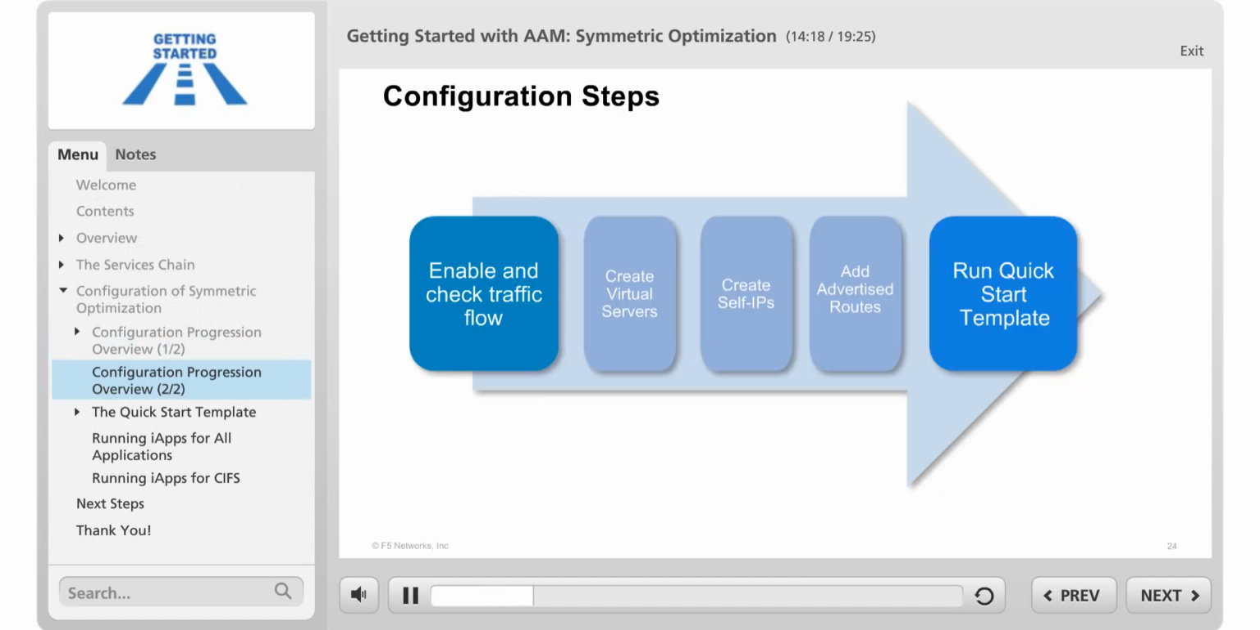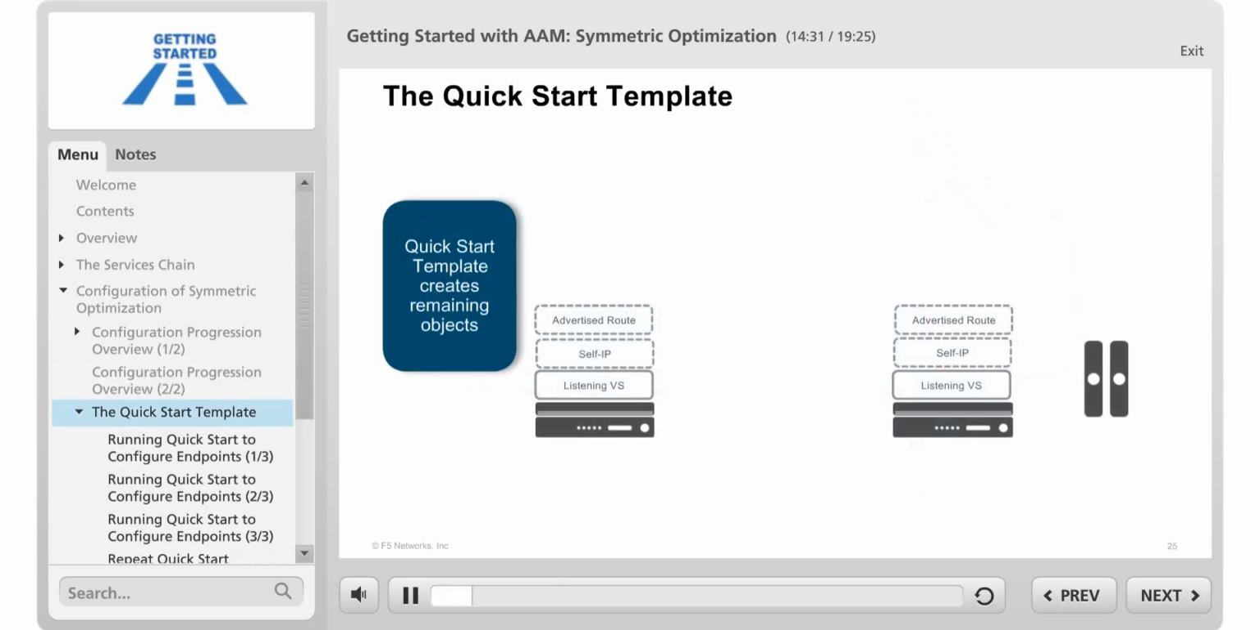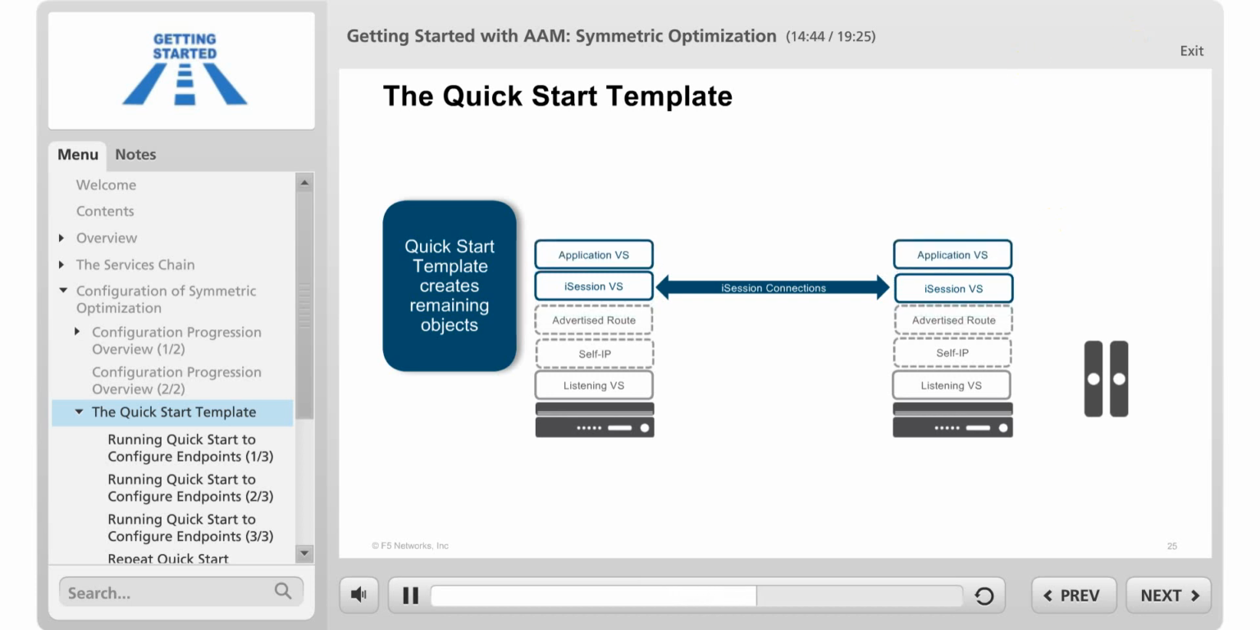To ensure traffic flow, you've created some optimization objects and checked traffic. Now you can run the Quick Start template to finish configuring your symmetric optimization environment. Running the Quick Start template creates additional configuration objects. It creates endpoints or virtual servers that contain the iSession profile and control iSession connections. And it creates the application virtual servers that vary according to which type of application traffic you want optimized.